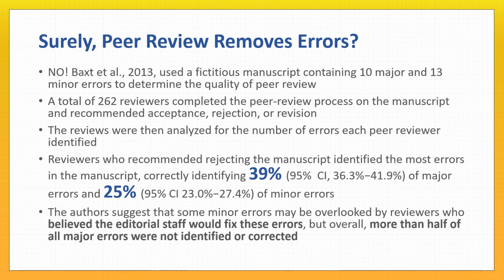But surely peer review is set up to remove errors such as these. Well, one would hope and expect that peer review would do that. So we dived in to see what the published literature has to say about this. We found this article from Baxt et al. again in 2013, where a fictitious manuscript was created which contained 10 major and 13 minor errors. That manuscript was submitted to a total of 262 peer reviewers. They were asked to identify the errors and recommend whether this should be forwarded for publication.